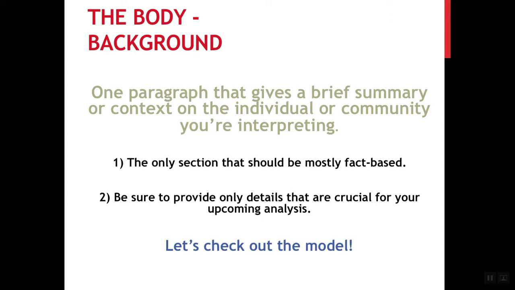So the way I describe the background here is one paragraph that gives a brief summary or context on the individual or community you're interpreting. And there's two things you should be thinking about. The first one, this is the only section that's going to be mostly facts, right? I know I've talked about how I don't want your research to be only facts. I want it to be mostly providing point of view.